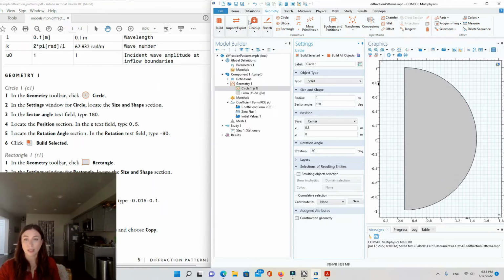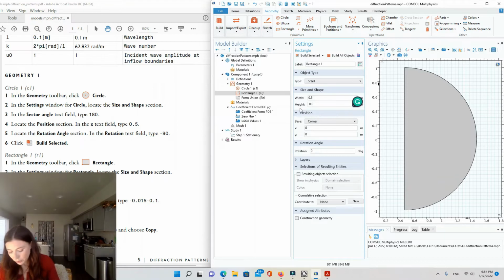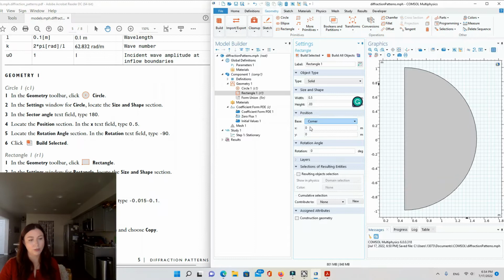Alright, now we're going to add a rectangle. This rectangle is going to have a width of 0.5 meters and a height of 0.03, 3 centimeters tall. And then for our position in the y text field, type negative 0.015 minus 0.1.